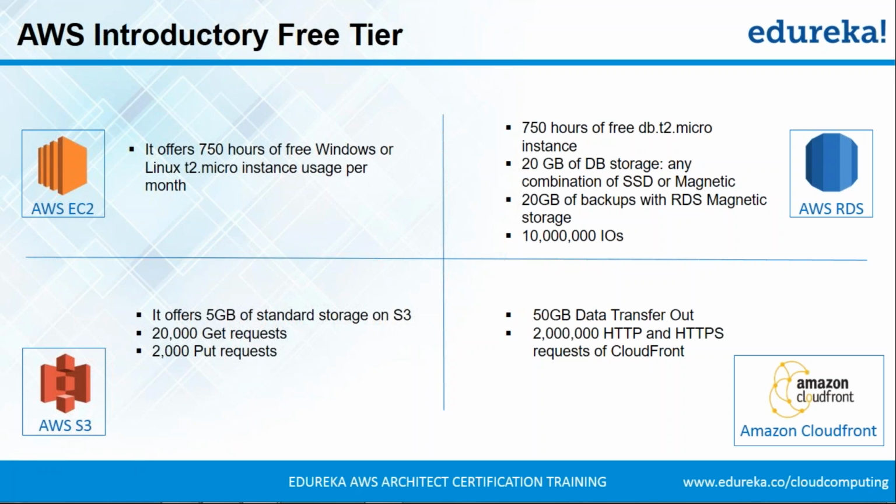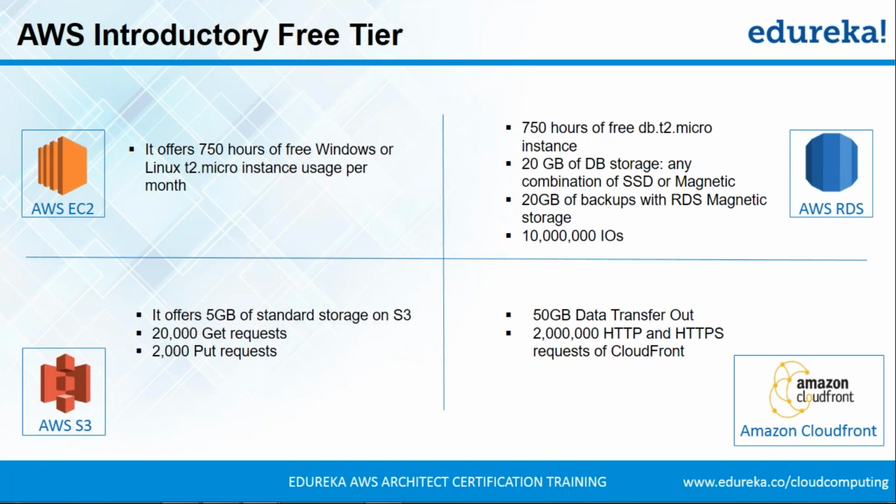So the next service is AWS RDS. Now in AWS RDS you have 750 hours of free db.t2.micro instance usage. So like in case of EC2, in the case of RDS as well, if there's only one instance, you can use it for 750 hours, but if you use more than one instance, the time gets divided like that. Next up, you can use 20 GB of DB storage. So that means you can use up to 20 GB of storage free for the first year. And where can you use the storage? You can use it in either SSD or magnetic.